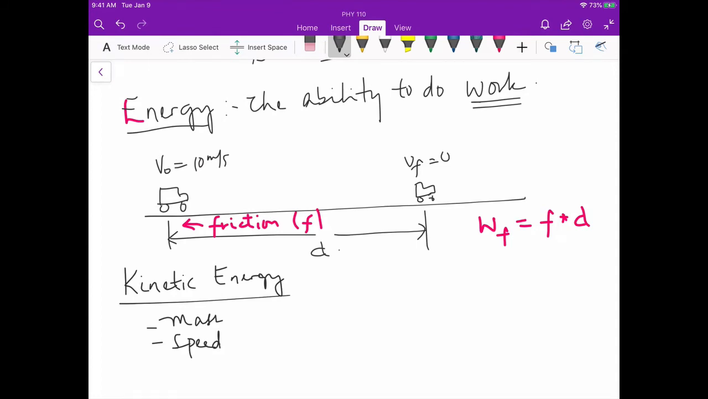Why? It can deliver energy with that mass and speed. It can deliver a certain amount of energy. Then, by having mass and speed, an object can have energy and it can do some work.